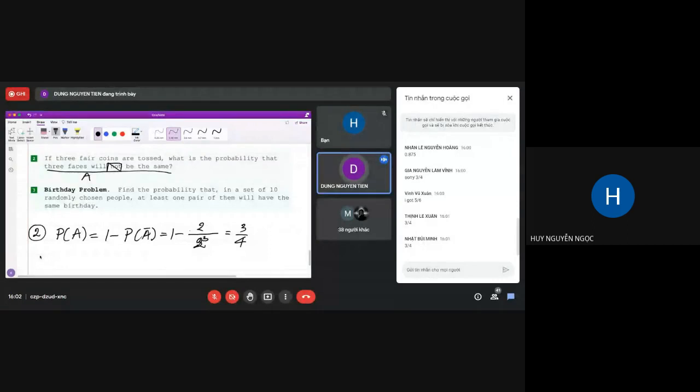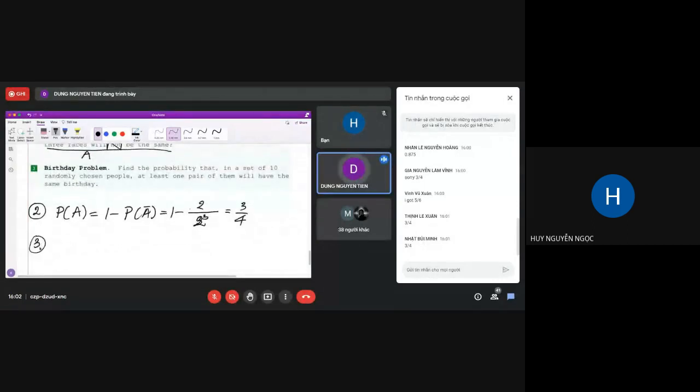The second problem, question 3. In this problem, we want to find the probability that in a set of 10 people at least one pair of them will have the same birthday. For convenience, we assume that there are only 365 days a year. So the probability you want to find is simply the probability of A, where A is the event that at least one pair of them will have the same birthday.